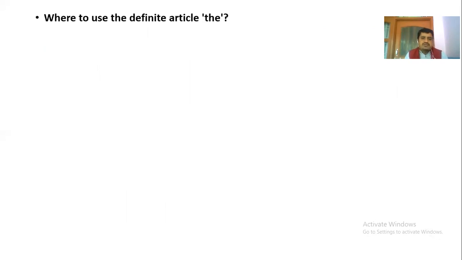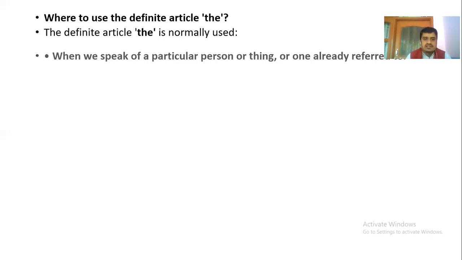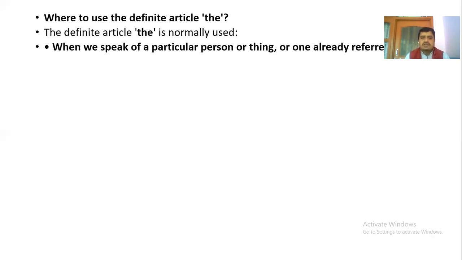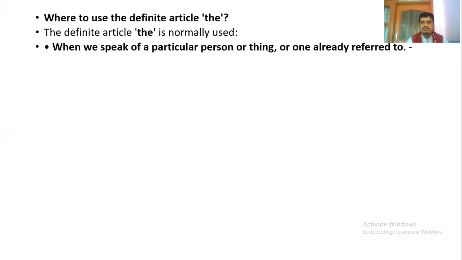Now let's start where to use the definite article the. Do you have any answer? In our previous slides or in our discussions some time ago, we have talked about it. We use the definite article the before countable and uncountable, singular and plural nouns. The definite article the is normally used when we speak of a particular person or thing, or one already referred to. For example, the book on the table is mine.